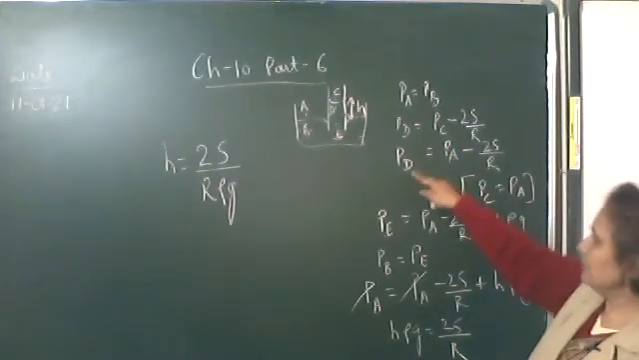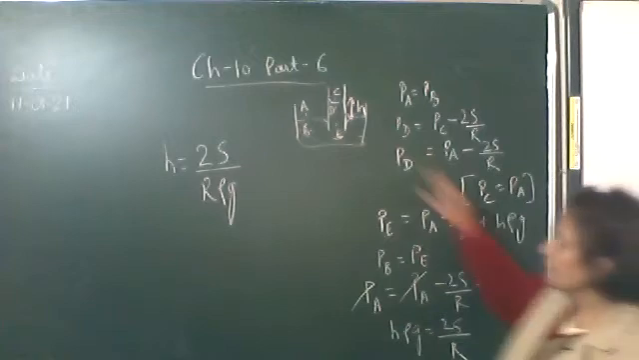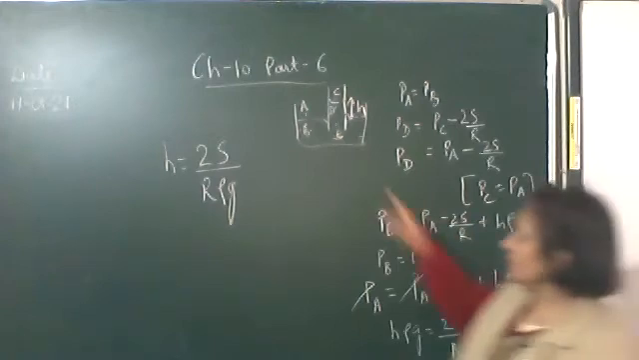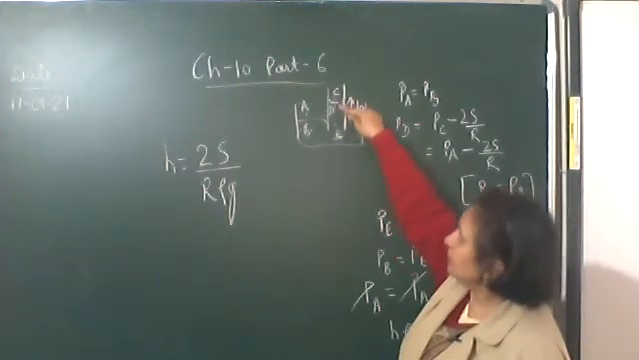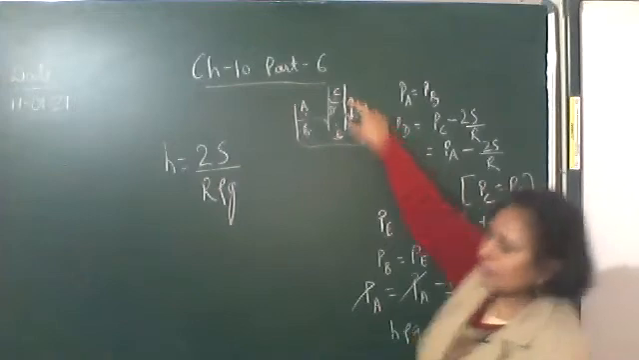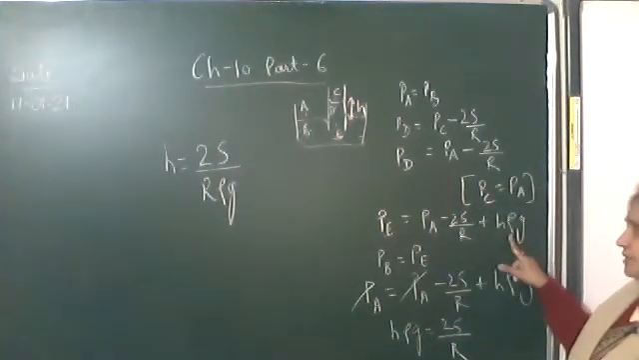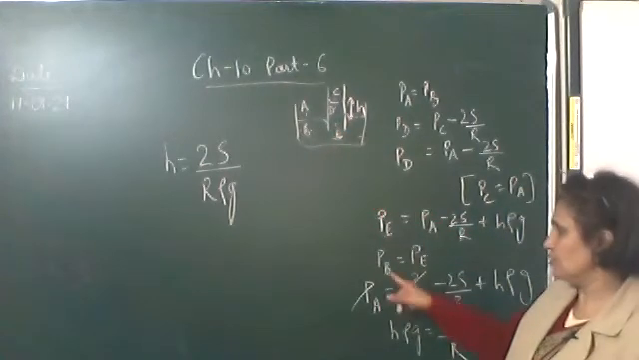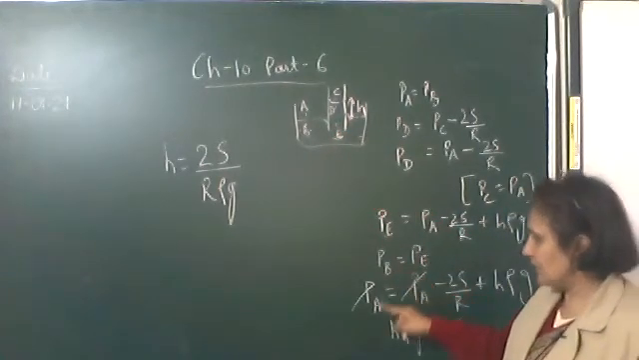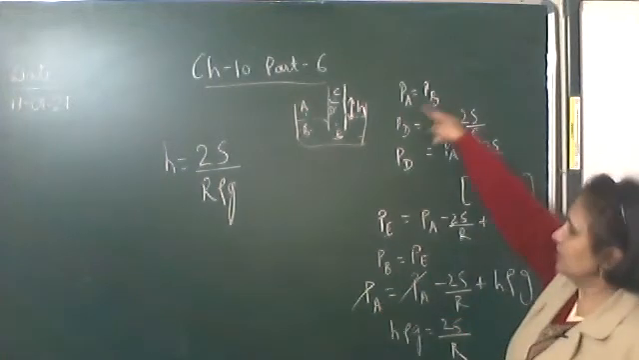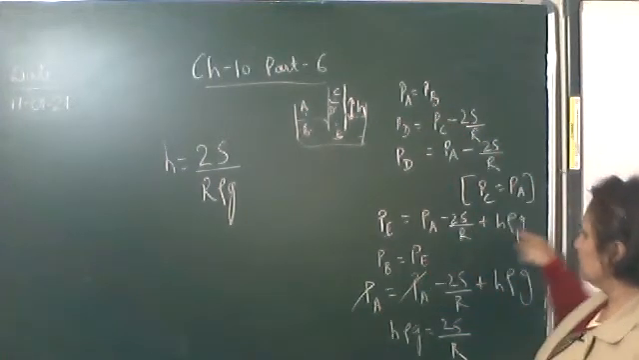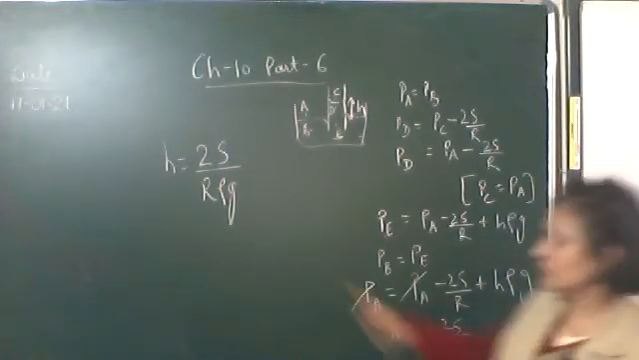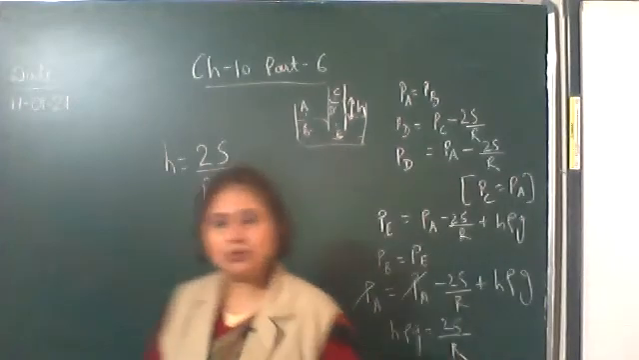Pa minus 2S by R, that is the pressure at point D, plus the liquid column pressure, which is H rho g. So the pressure at point E is the pressure at point D plus the liquid column pressure, which is H rho g. Now B and E are at the same level, so the pressure should be the same. The pressure at point B is the pressure at point A. The pressure at point E is Pa minus 2S by R plus H rho g. So what do we get? H rho g is equal to 2S upon R. So H is equal to 2S upon R rho g.